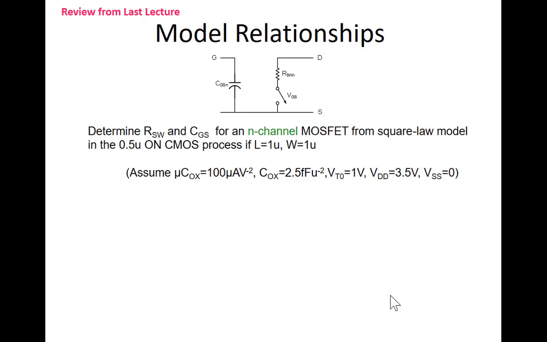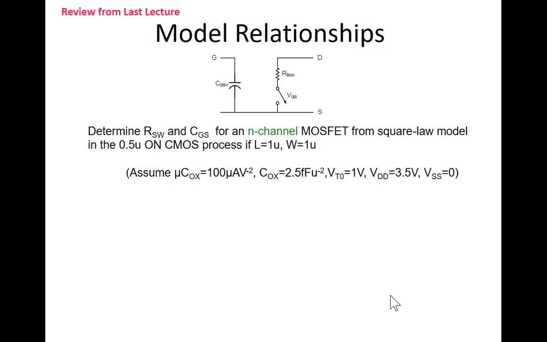So the mu Cox is 100 micrograms per volt squared. Cox is 2.5 femtofarads per square micron. Threshold voltage is 1 volt. Supply voltage is 3.5 volts. We're going to set VSS equal to 0. So now we can come back to this equation here and assume it's a device with W and L equal to 1 micron. So put W and L equal 1 micron, put mu Cox 100 micrograms per volt squared.